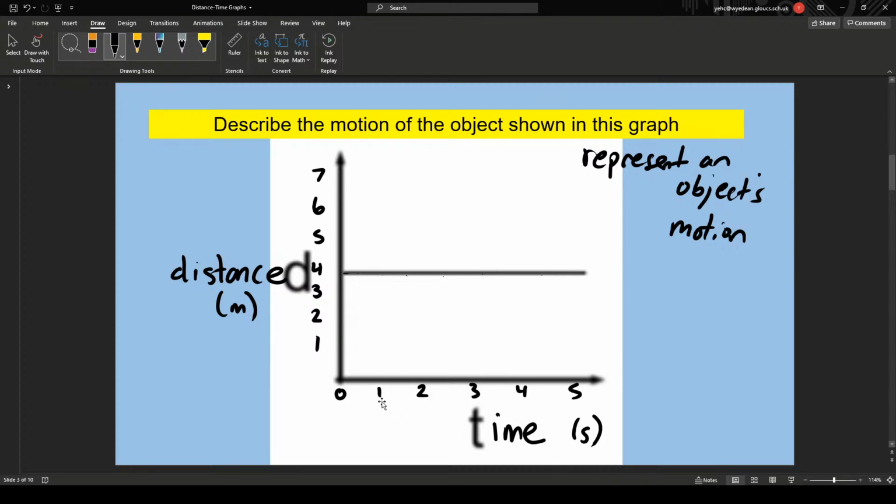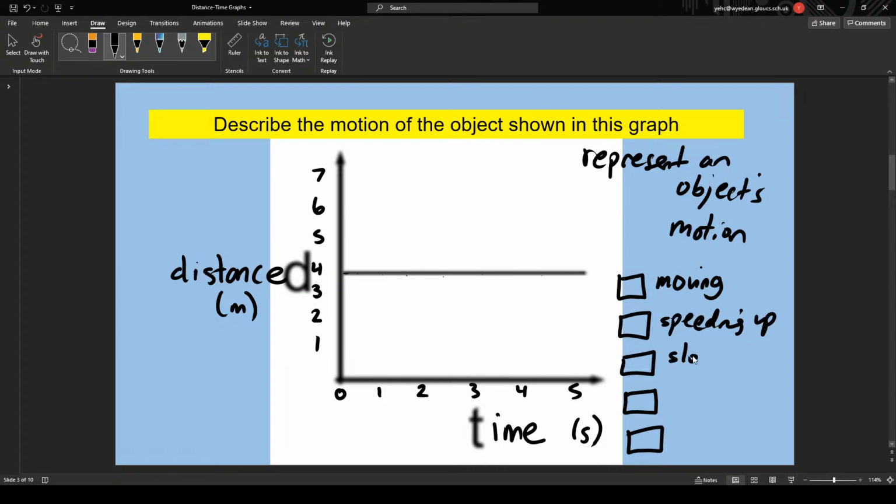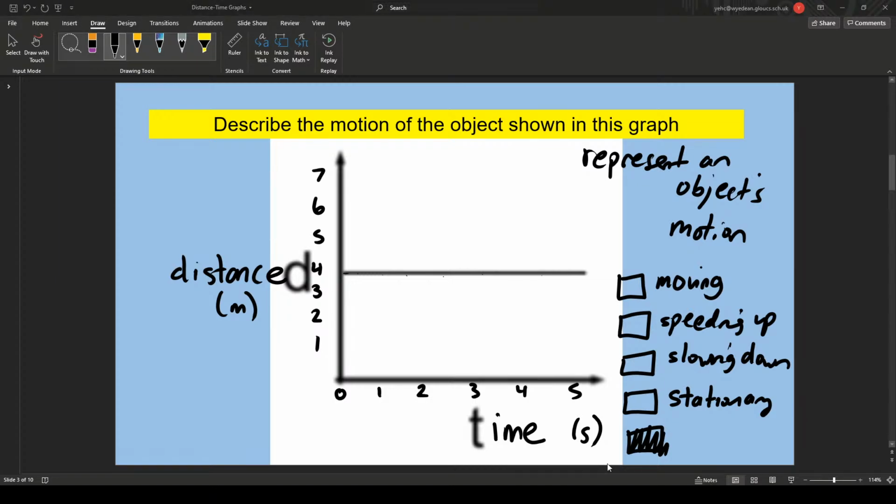So let's do multiple choice. I'm going to give you some options. One of these is going to be right. Moving, speeding up, slowing down, stationary, which means still, and then ignore this last one. If this was multiple choice, which one do you think it is?